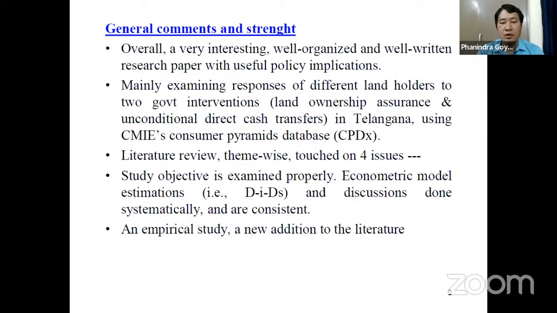The strongest point of the paper is that the study objective is properly examined. Econometric model estimations like DID at the quarter level are very interesting. Discussions on estimated results are also nice and consistent with the study objective. I enjoyed reading the literature review also, with its theme-wise coverage of four issues: direct cash transfer and unconditional cash transfer schemes, policy reforms and government interventions, property rights and security, then cash transfers and targeting of beneficiaries. These are very interesting.